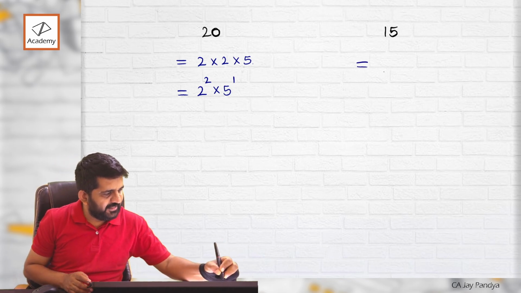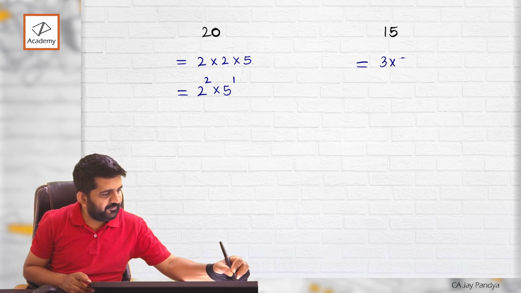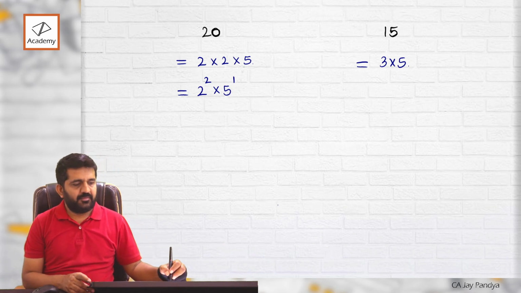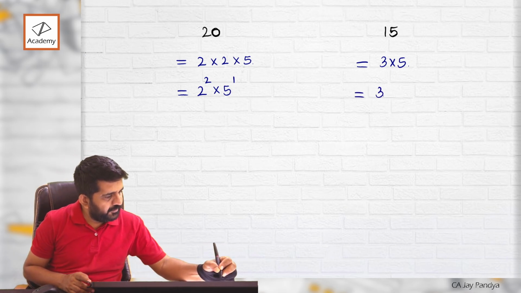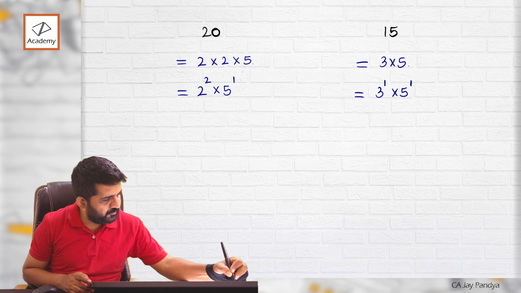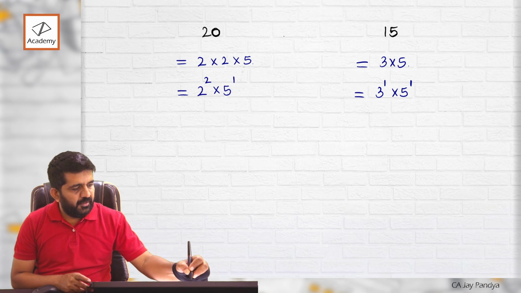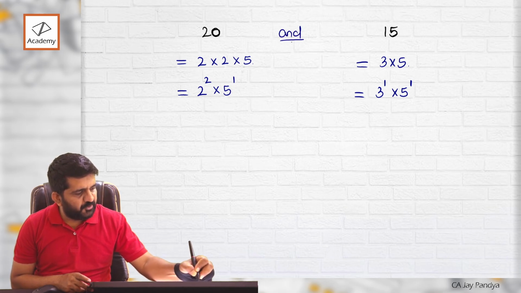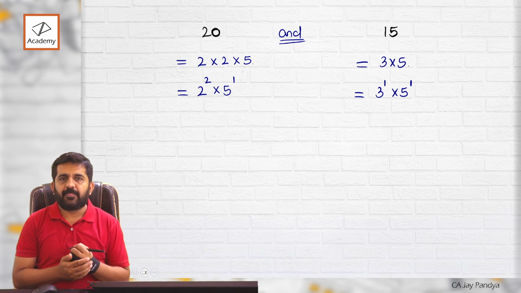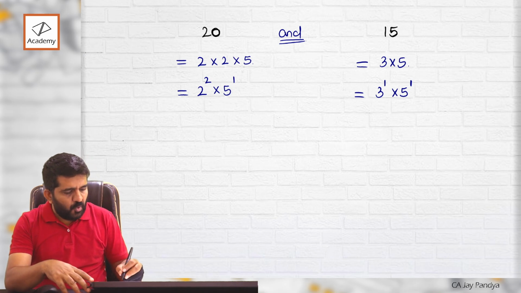Let us factorize this. We know this, right? 15 is 3, 5. Right? 3 raised to 1, 5 raised to 1, right. Which are the two numbers? 20 and 15. Right.